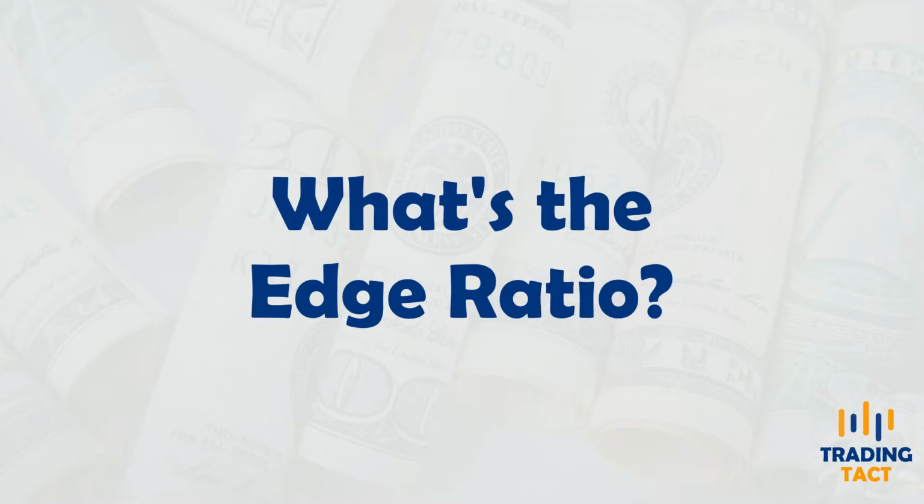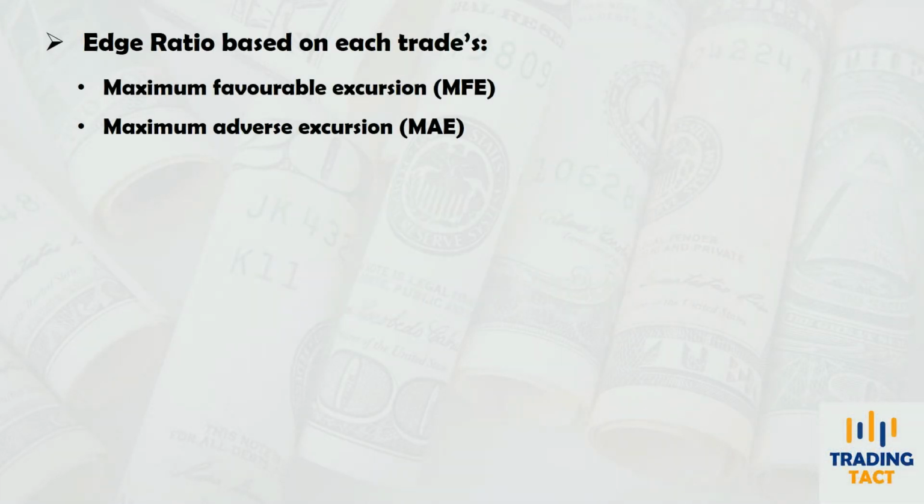The entry is probably the most important part of your strategy. In this video, I will share with you how you can use the edge ratio to select the most profitable entries. The edge ratio is calculated using each trade's maximum favorable excursion and maximum adverse excursion. Let's briefly discuss these concepts.